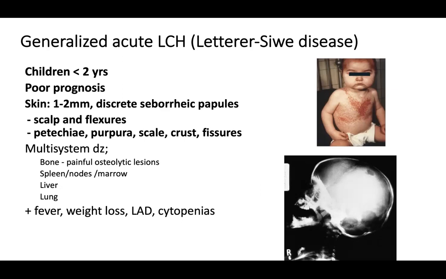Multi-system disease. So if there's any clinical concern for LCH and the pathology is not definitive, that's when I recommend doing a multi-system evaluation. So bone, with painful osteolytic lesions, spleen, nodes, marrow, liver, and lung can all be involved. These patients often have fever, weight loss, lymphadenopathy, and cytopenias. So they're very sick. If a patient comes in and just has a rash and there's nothing else going on, then it's probably not Langerhans cell histiocytosis.